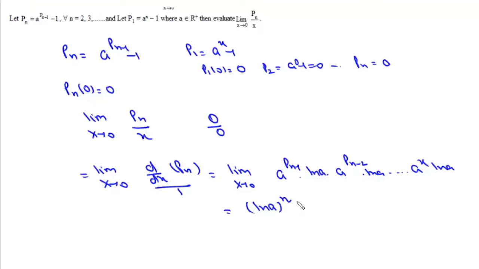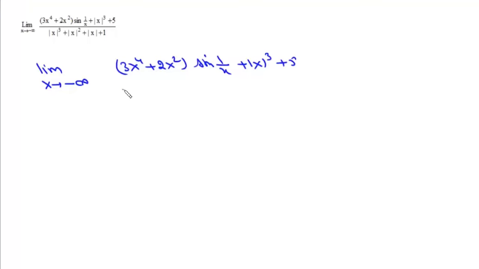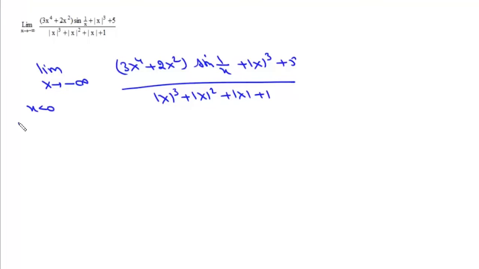Now here the question is, we need to find this limit x tends to minus infinity, and this is 3x to the power 4 plus 2x square sine 1 by x plus mod of x cube plus 5 upon mod x cube plus mod of x square plus mod of x plus 1. Now since x is minus infinity, that means x is less than 0, and when x is less than 0, then mod of x is simply minus x.